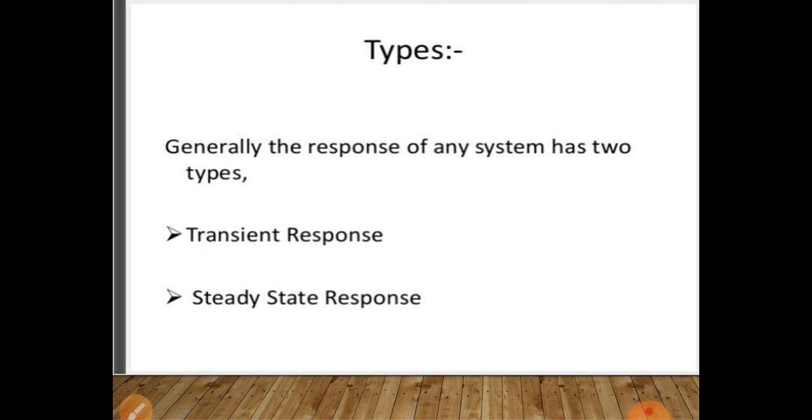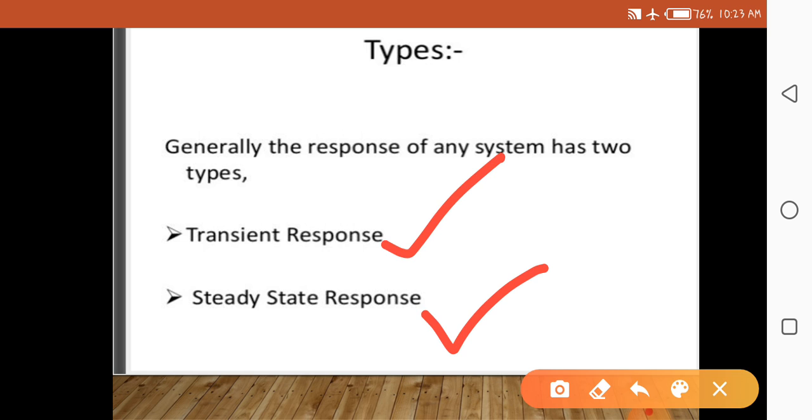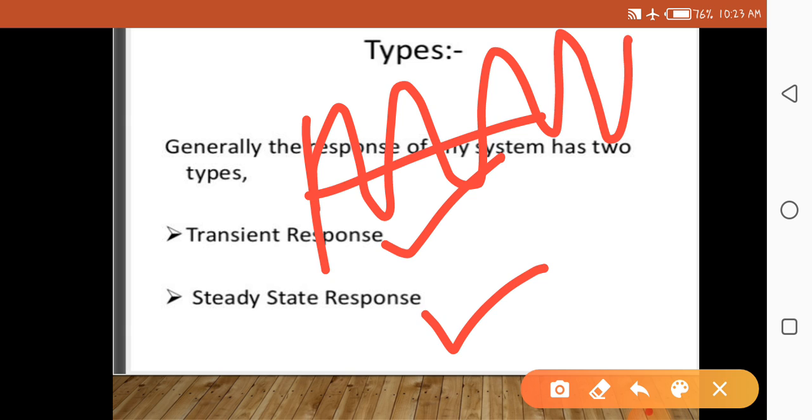Next, there are two types of time response: transient response and steady state response. In transient response, the response goes from the initial state to the final state, meaning the response that varies continuously with time is known as transient response. The response that is fixed and does not vary with time is known as steady state response, meaning the state with a fixed response when time reaches infinity.